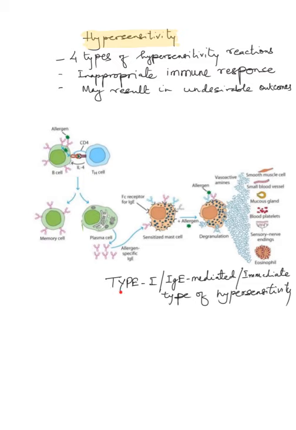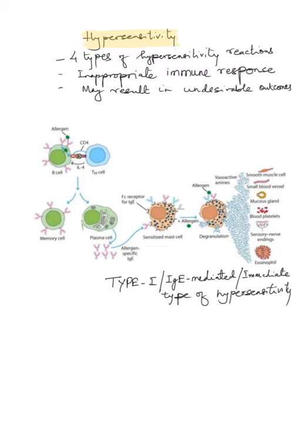So we'll talk today first about type 1 or IgE mediated or immediate type of hypersensitivity. So this is first type 1 hypersensitivity. So here what happens, the antigen in type 1 hypersensitivity is referred to as allergen. Why it is referred to as allergen? Because it results in allergy. So type 1 hypersensitivity is also called as allergy.